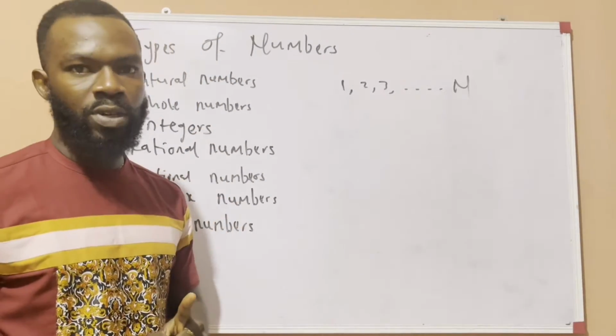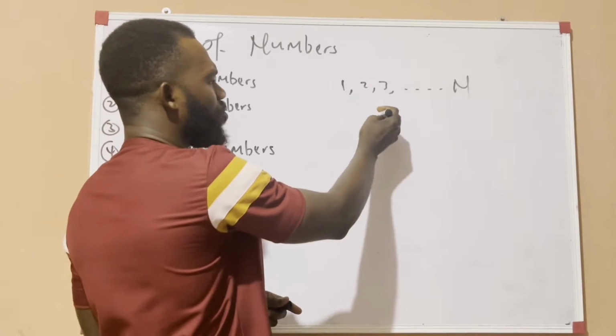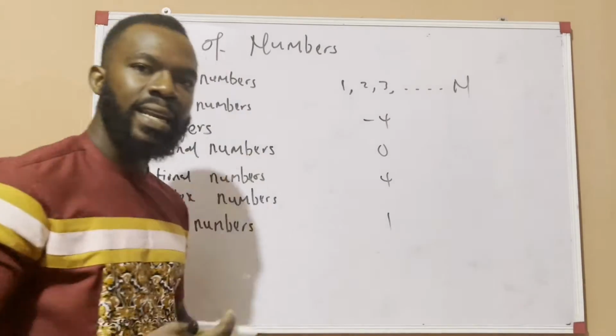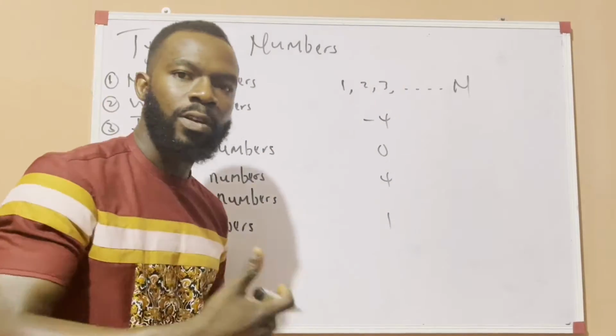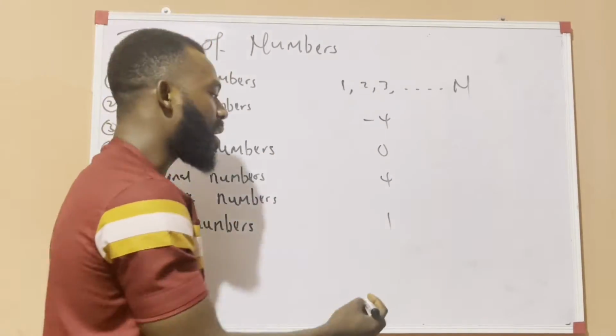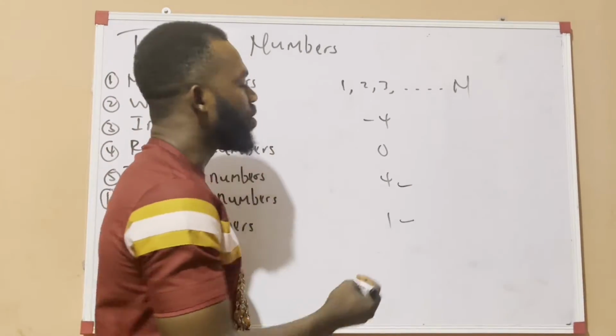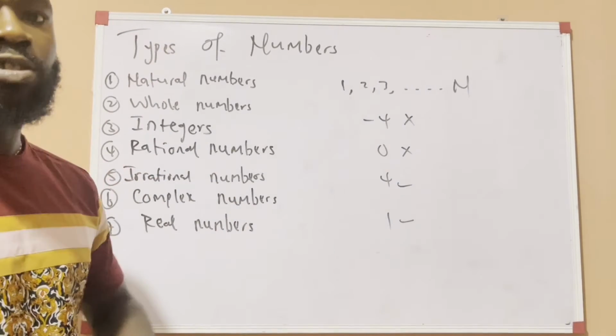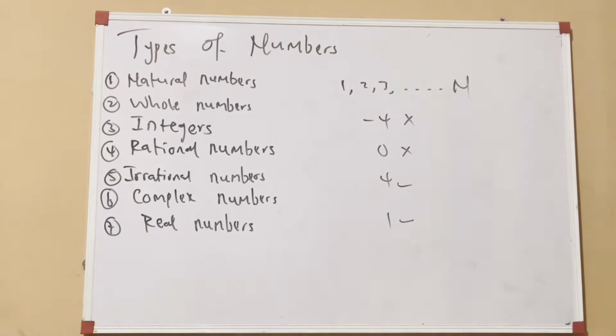0 is not included. So if I write -4, 0, 4, 1, and then I ask what are the natural numbers here? Natural numbers are simply 1 and 4. 0 is not a natural number and -4 is not a natural number. Okay, next.